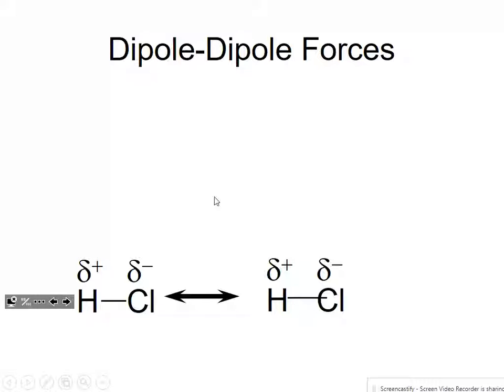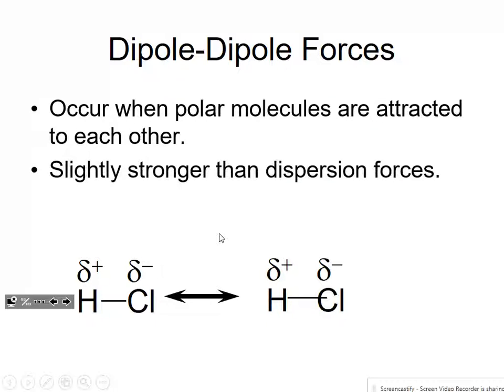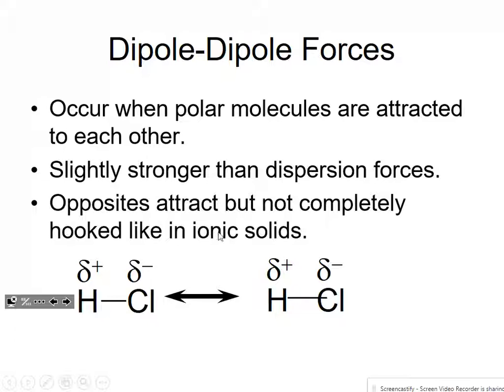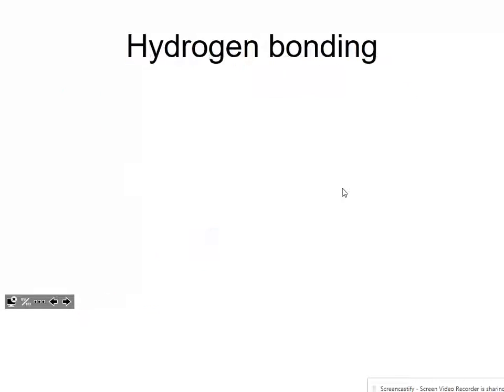Dipole-dipole forces occur when polar molecules are attracted to each other. These are slightly stronger than dispersion forces, and we have to look at them as the attraction of negative to positive. But it's not completely hooked like the ionic solids. They just continue this pattern of negative being attracted to positive. So here's the idea: negative attracted to the positive, negative, positive, and so on.